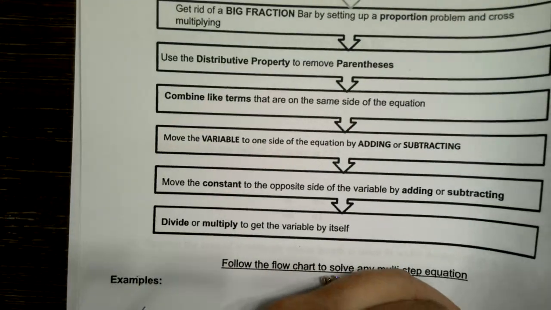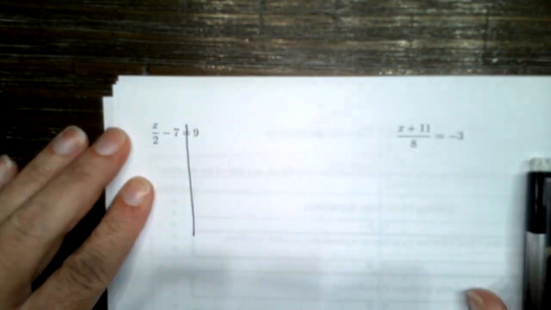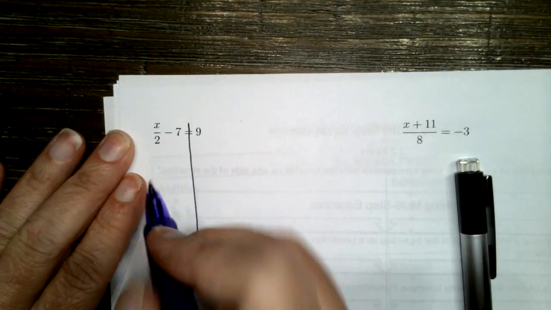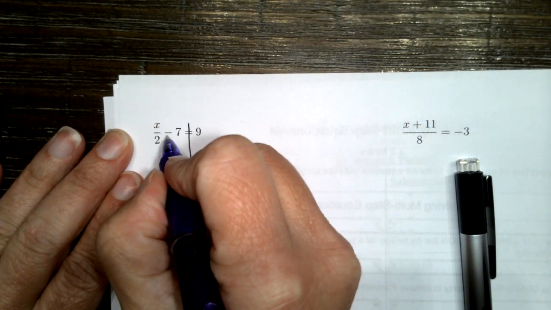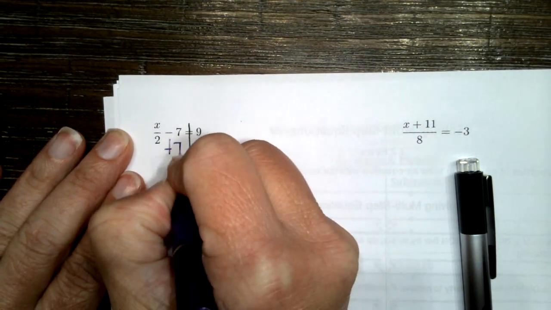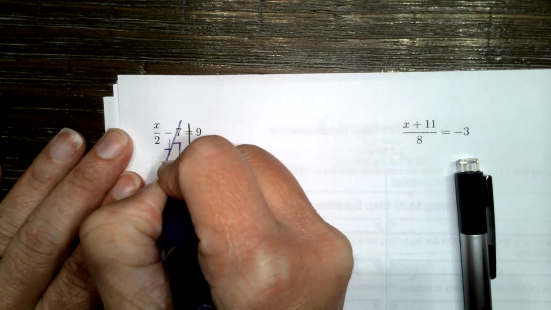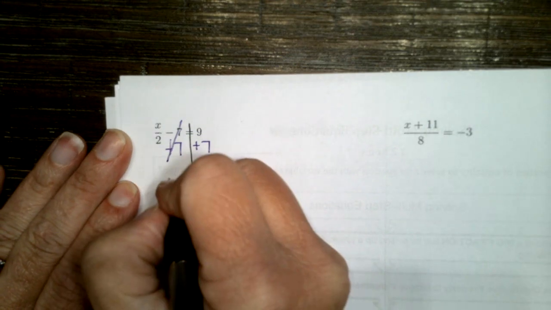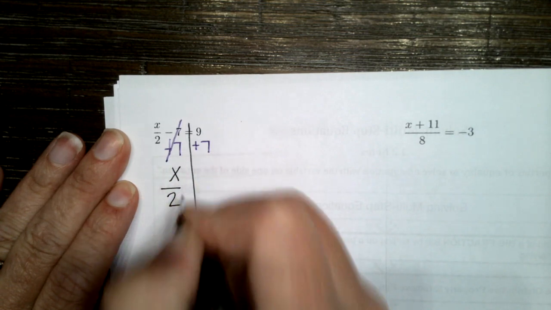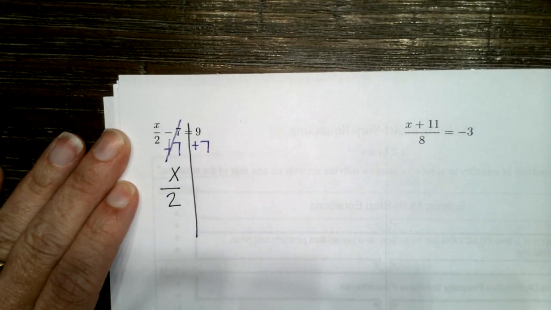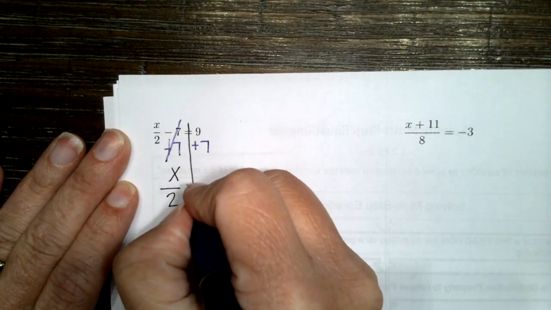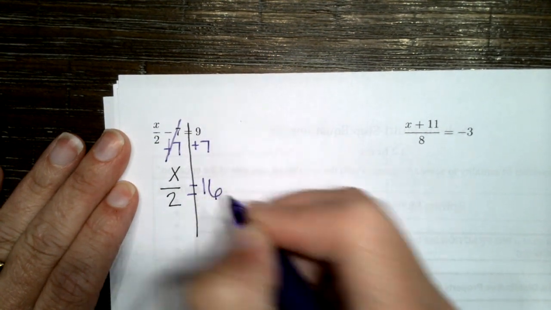Let's go ahead and turn the page. We're going to follow these exact same steps as we continue on. We're going to draw a line down that equal sign. We're going to get rid of that constant by getting rid of the minus 7. We're going to add 7 to both sides. This cancels. I'm left with that x over 2. And then I've got 9 plus 7 is equal to 16.